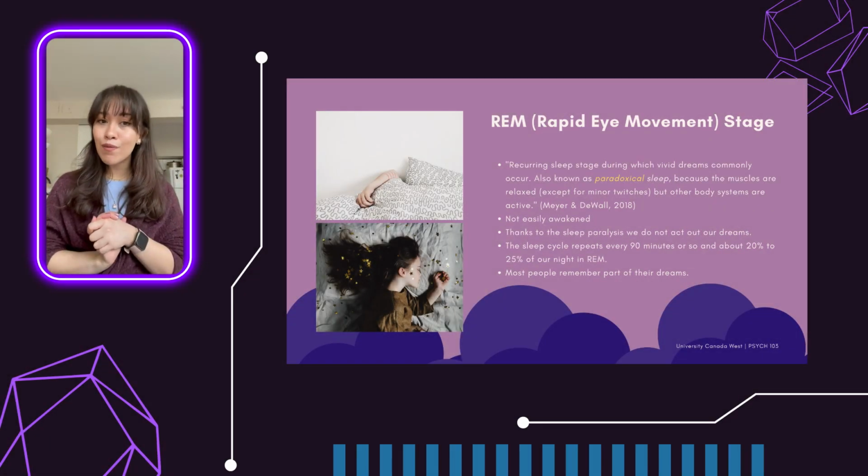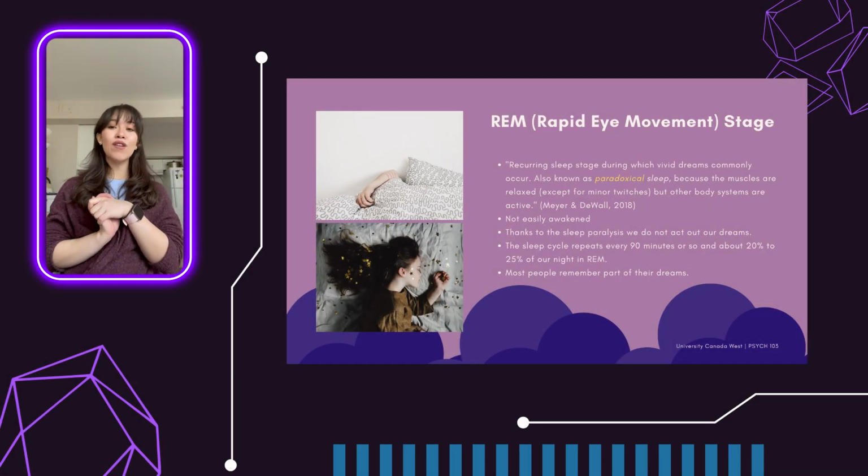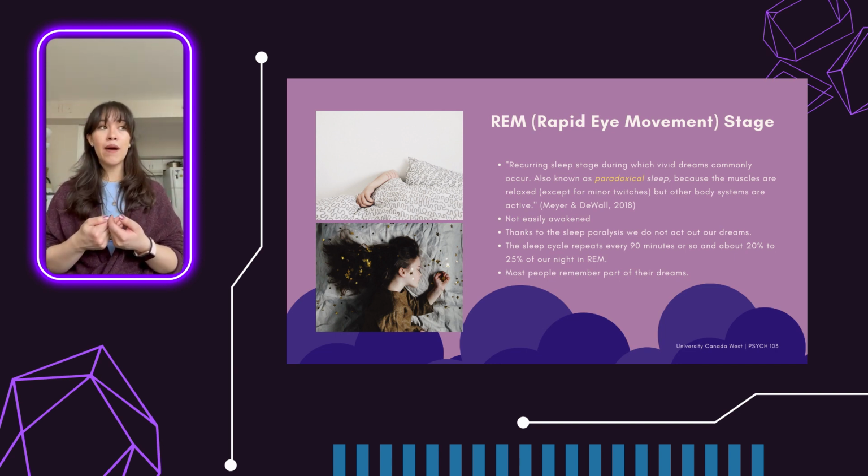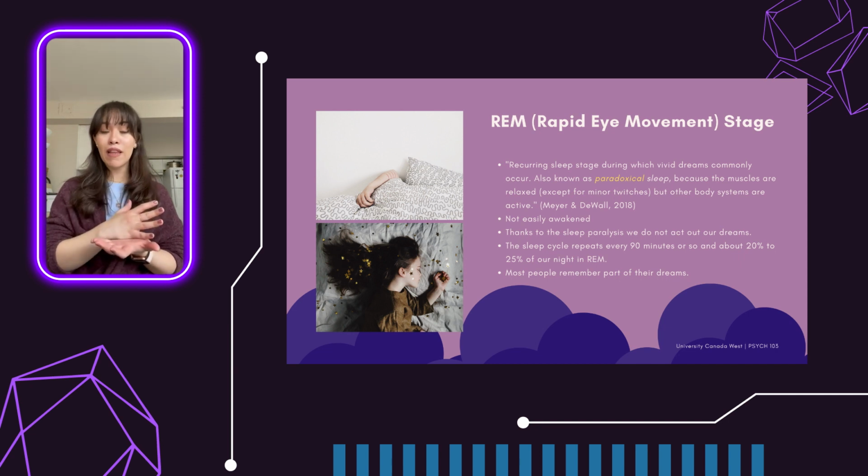REM, or rapid eye movement stage, is also known as paradoxical sleep. This is because all the muscles in the body are relaxed, there's a lot of activity in the brain, and your pulse rises. This muscle paralysis is very important so that you don't act out what's happening in your dreams or in your brain. So usually we spend about 90 or so minutes in this stage.